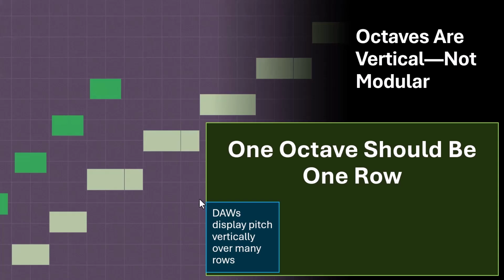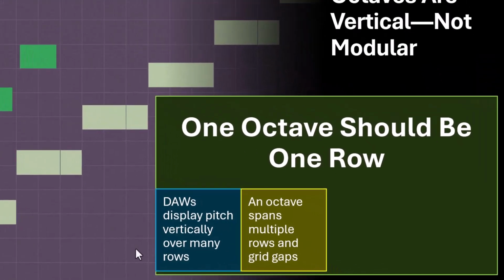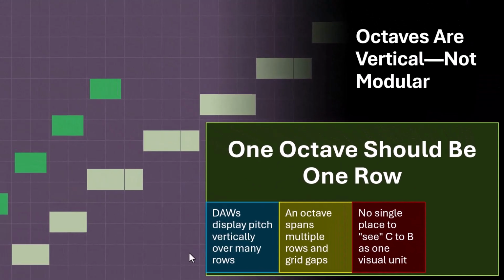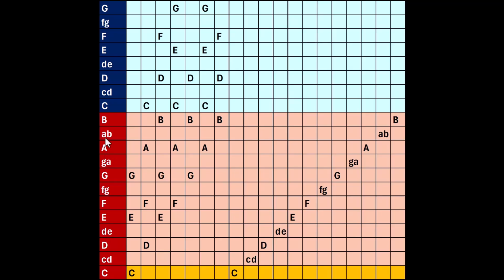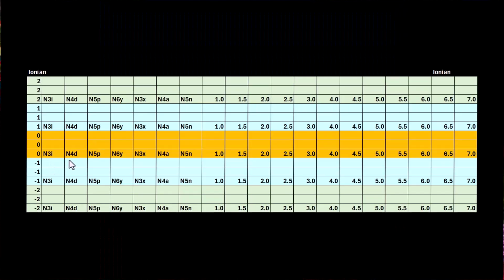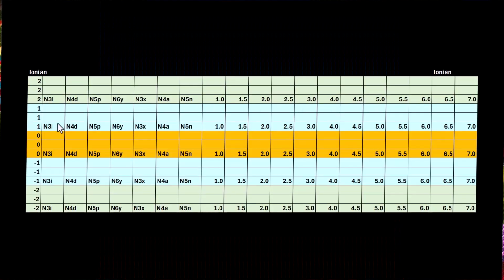So DAWs display pitch vertically over many rows, meaning the pitch is on the y-axis, or the vertical axis, and time on the x-axis. So an octave spans multiple rows. So when we go octaves up, it's going to be very long. No single place to see C through B as 1 visual unit. So it makes pattern recognition harder. So in other words, this whole thing is representing 1 octave, this red bit right here. It would be nice if I can scrunch it down to something like this. Now this orange bit in the middle is the same data as this whole thing. Just this middle row, not this one or this one, just the orange row represents that.